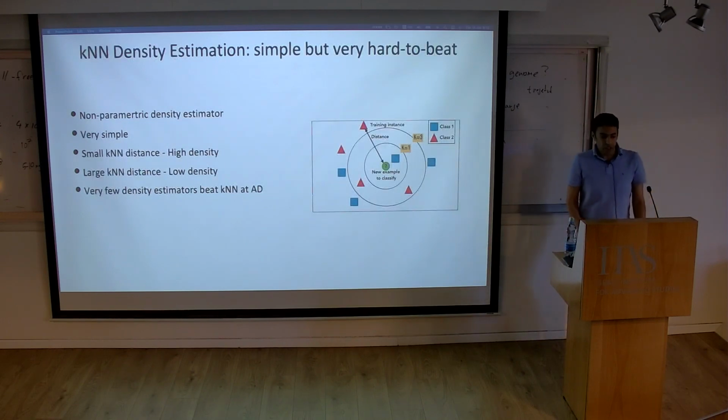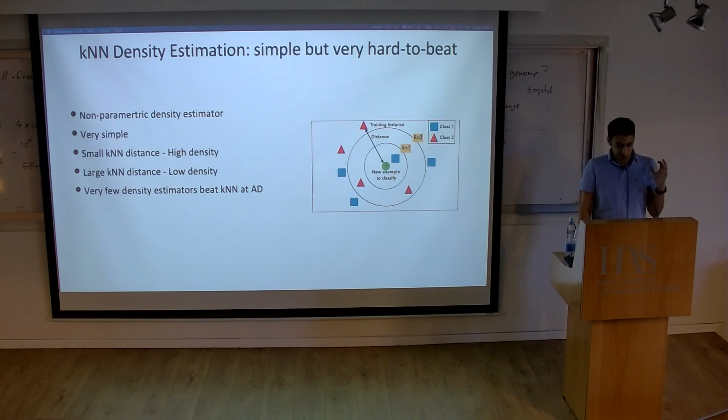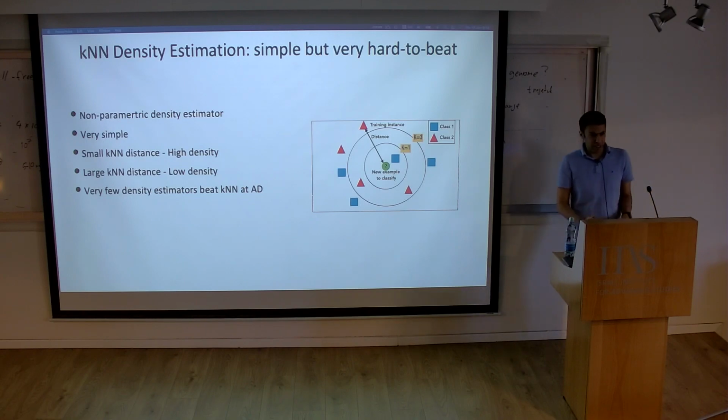Okay, so that's one way of doing density estimation. The other way of doing density estimation is using non-parametric estimators, and probably the simplest one and the best known one is k-nearest neighbors. K-nearest neighbors by itself doesn't give you probability density, but it's a good proxy for probability density.